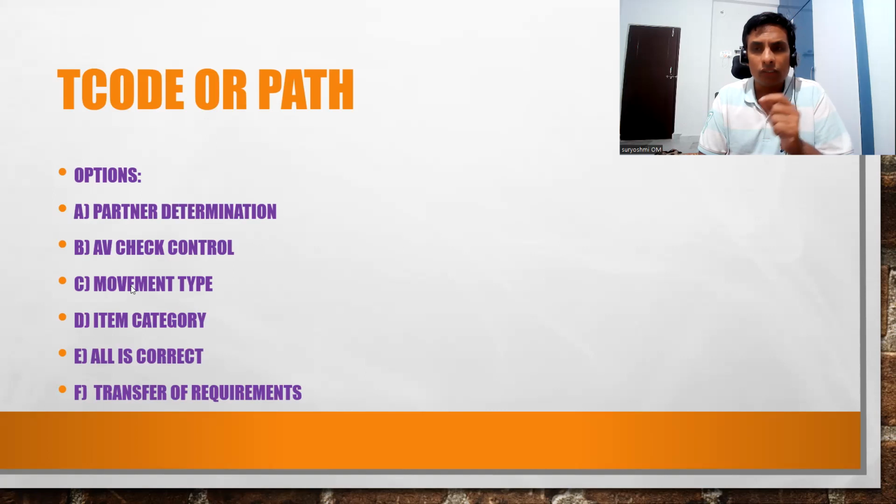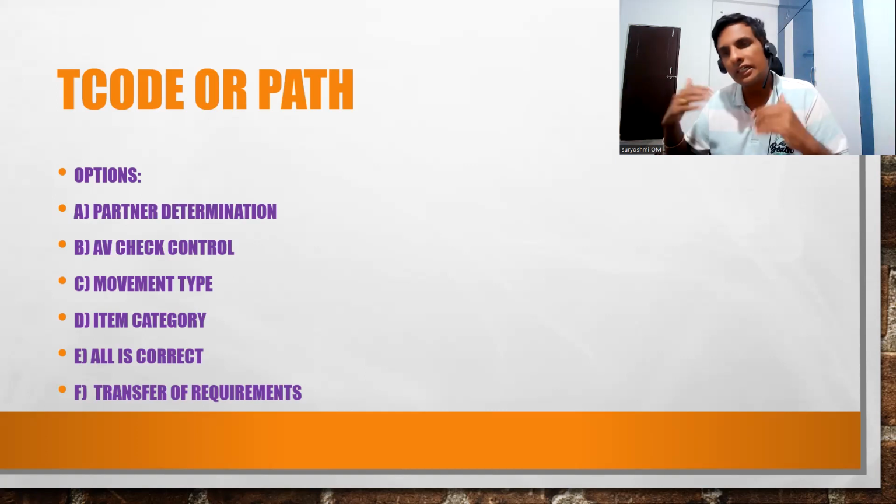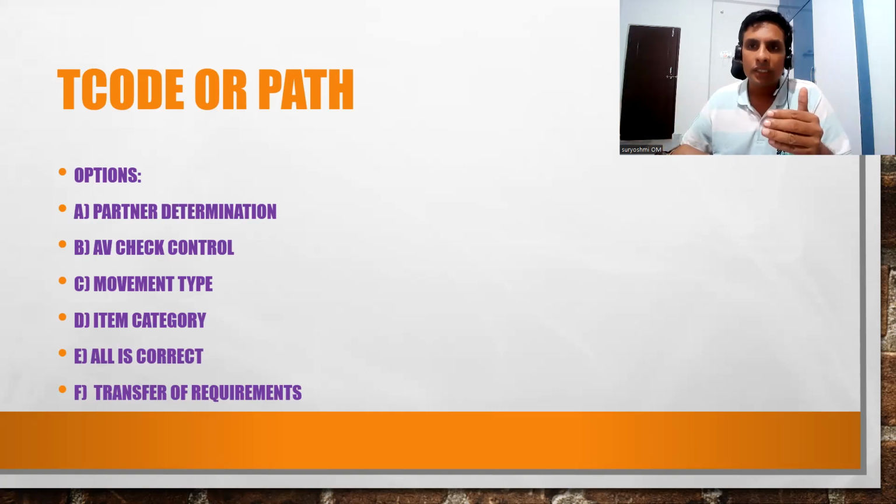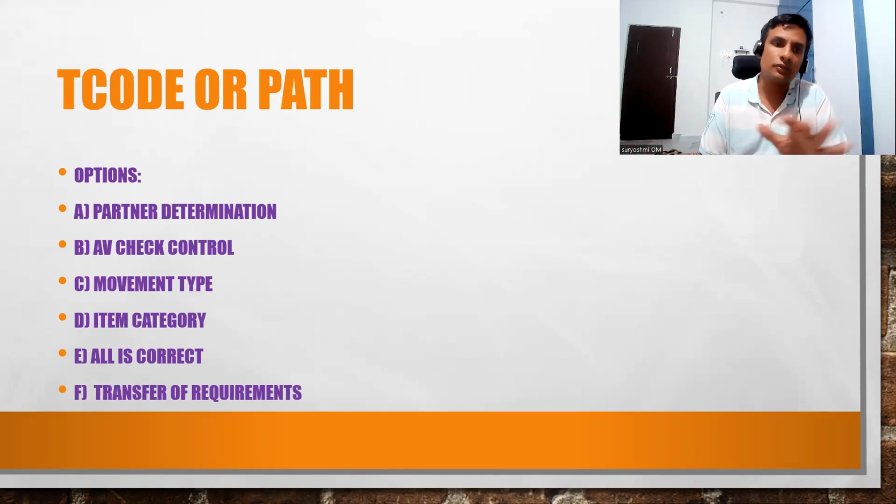The schedule line controls movement type, like 601 for goods issue and 656 for returns. So B and C are correct. Item category: no, item category has its own definition. Item category will be part of your schedule line category determination, but schedule line category won't control it. So "all of the above" is the wrong answer.